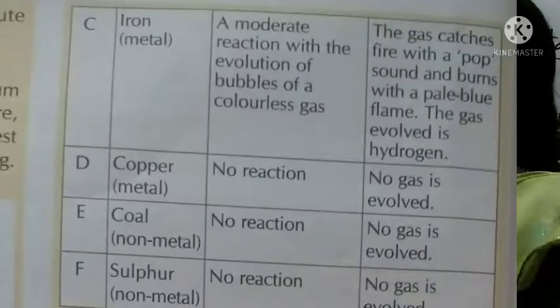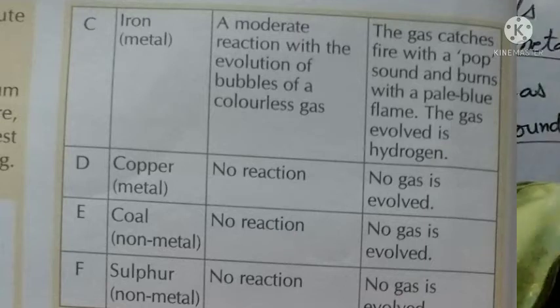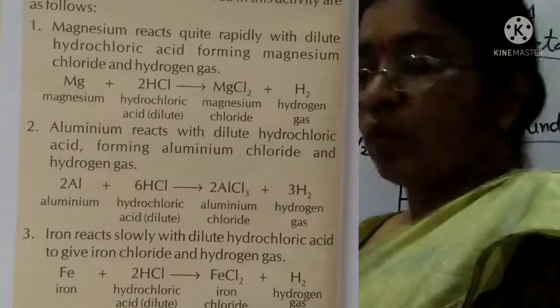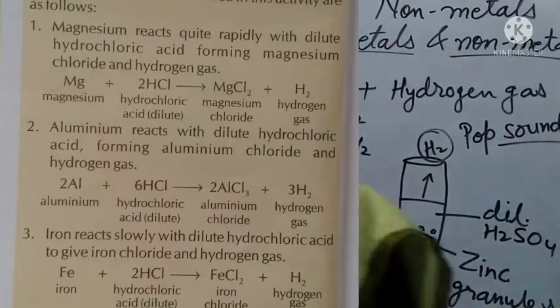Okay. Now when magnesium ribbon was taken in the hydrochloric acid, magnesium chloride will form and hydrogen gas is evolved. If aluminum foil was taken, then aluminum chloride was formed and hydrogen gas was evolved. And with iron, FeCl2 will be formed and hydrogen gas will be evolved. But with the copper wire, there is no reaction.